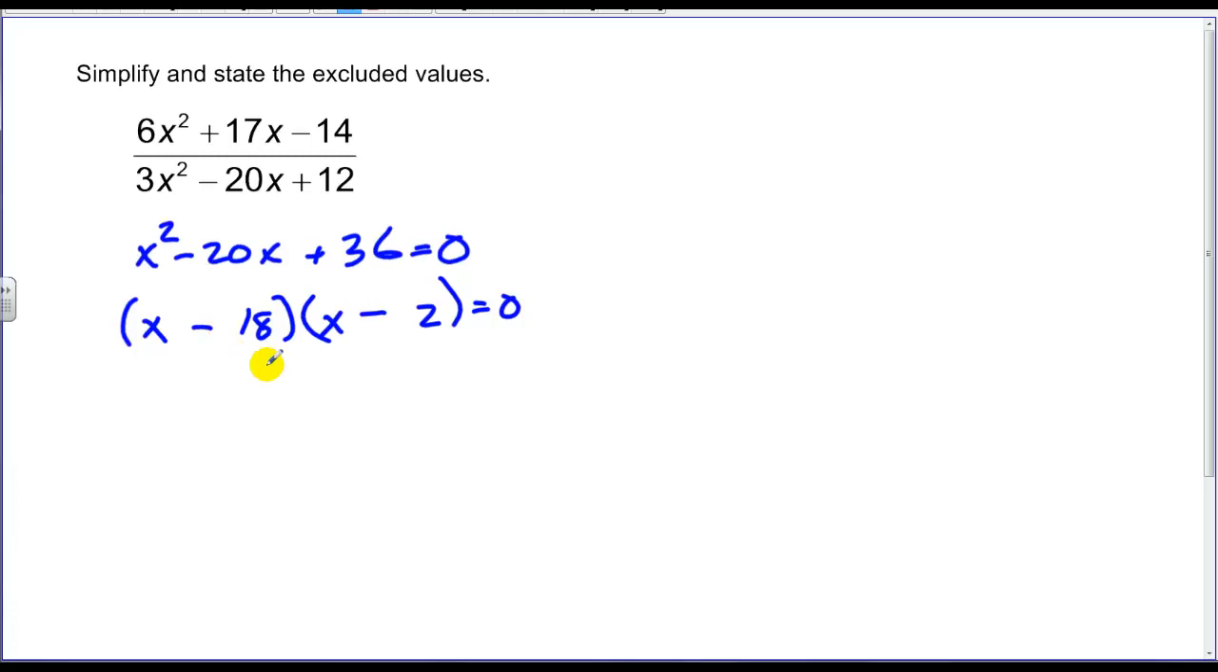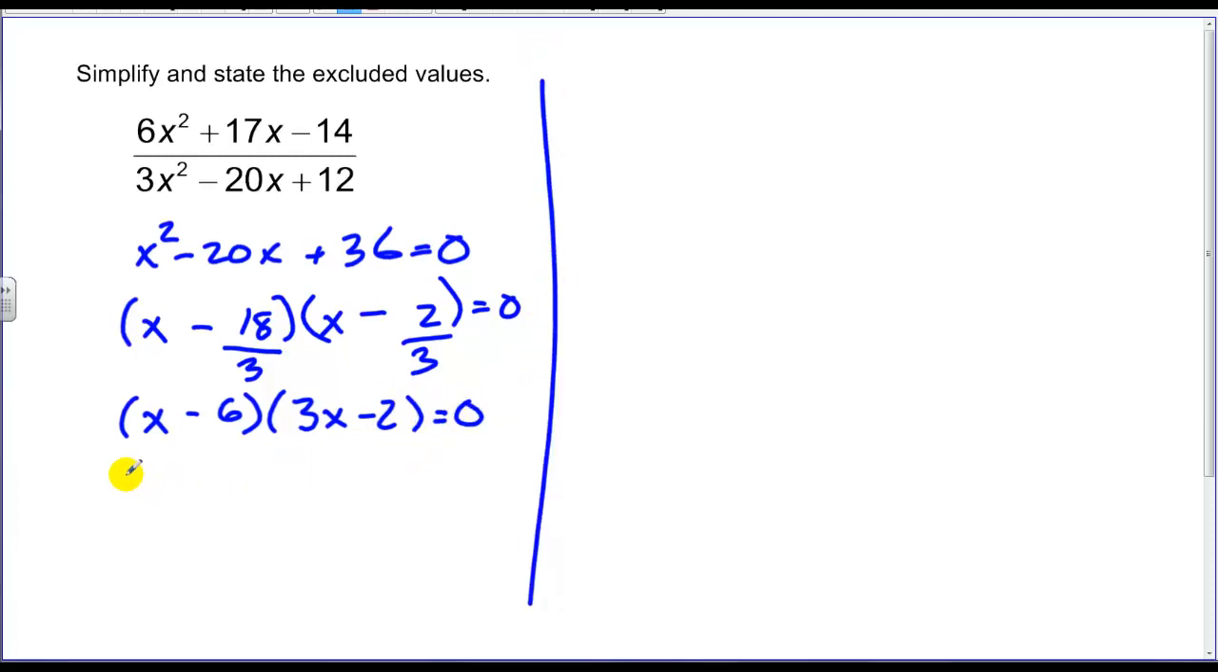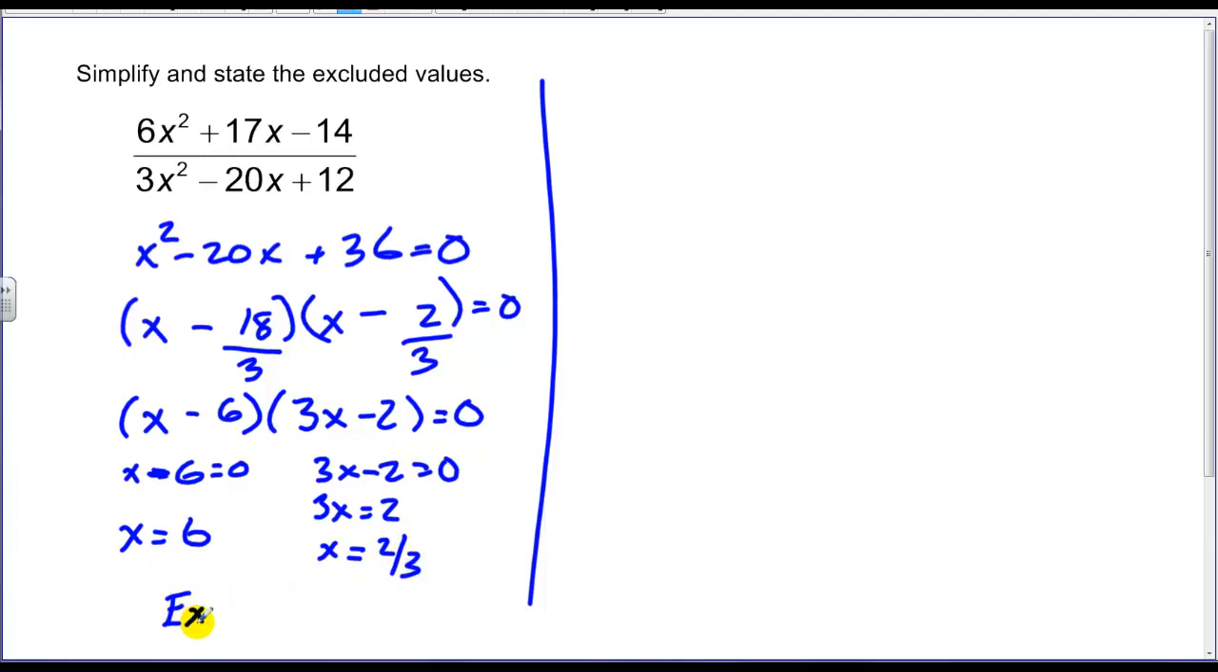And then since we're doing our 5-step, we have to divide both terms by 3, which was our original multiple, leaving me with x minus 6. And since the 2 and the 3 don't reduce, I bring the denominator forward. So that's 3x minus 2, and both those equal to 0. Therefore, x minus 6 equals 0, and 3x minus 2 equals 0 by the zero product principle. x equals 6, and 3x would equal 2, so x equals 2/3. And these are my excluded values.